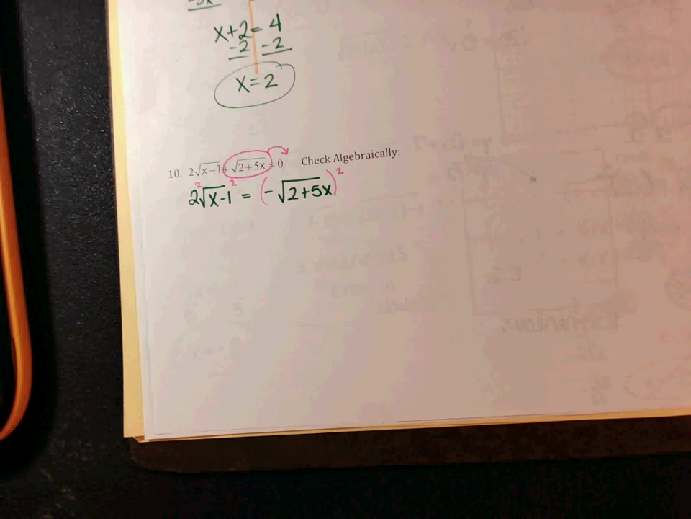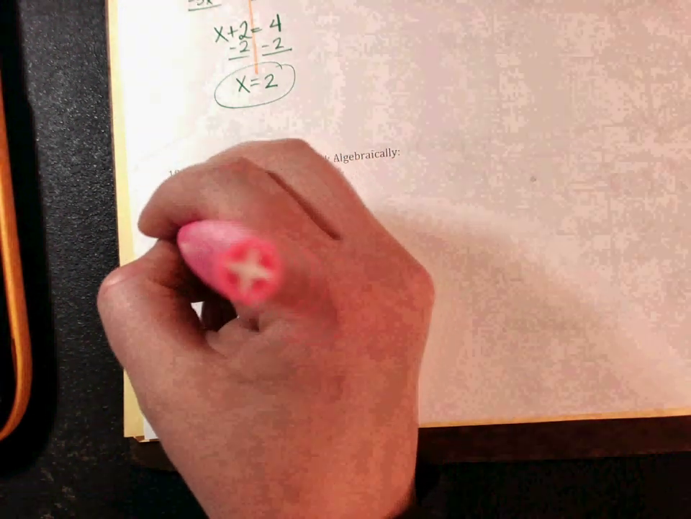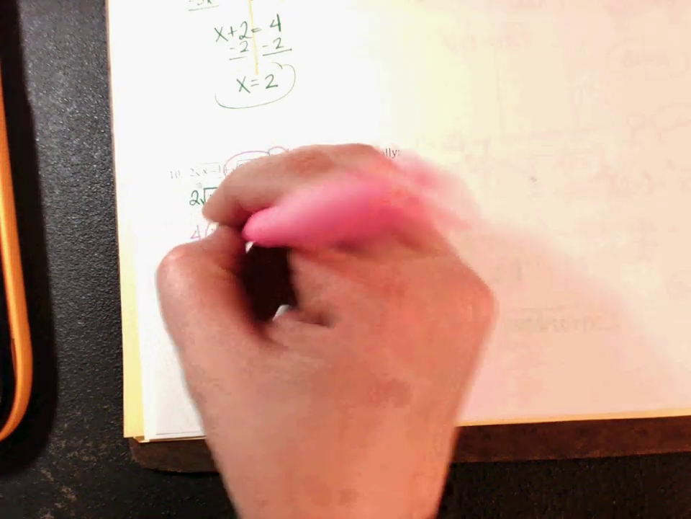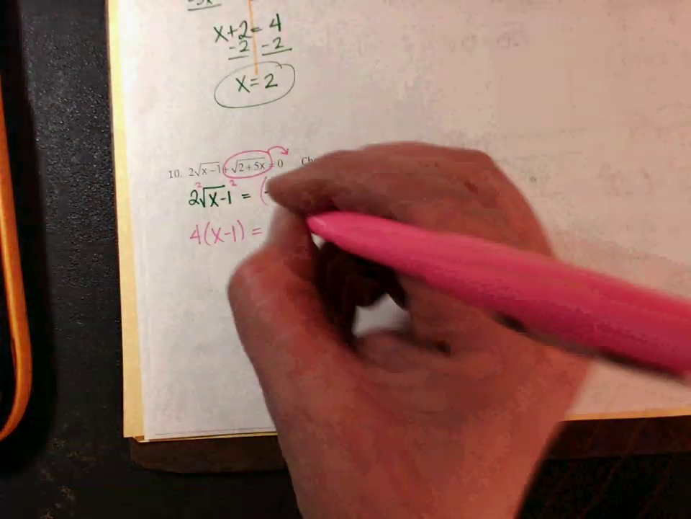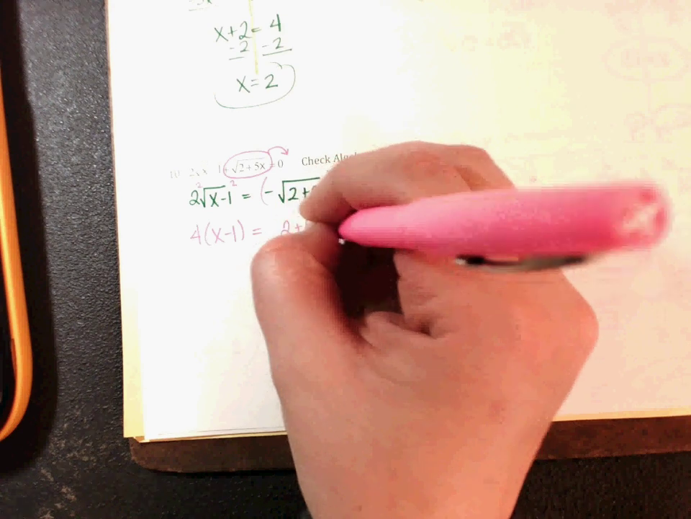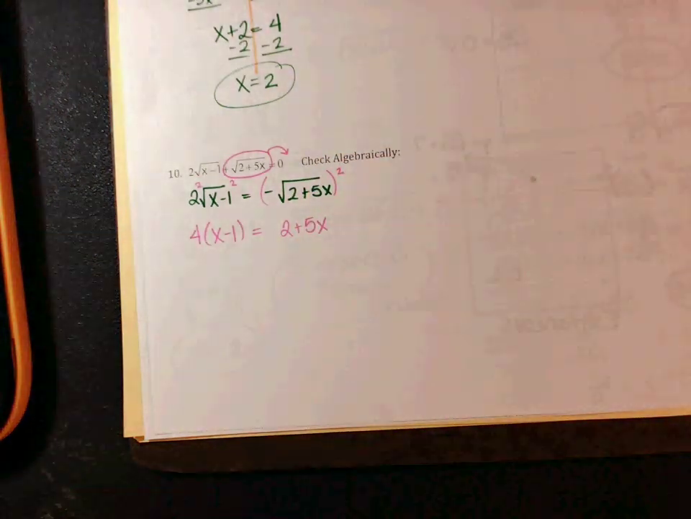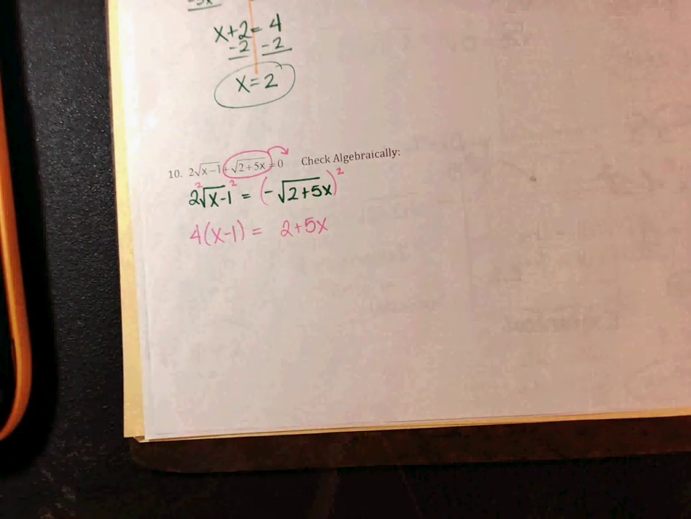Doesn't the minus... I don't think so, not in this class. Maybe in Algebra 1, but you wouldn't have done extraneous ones. Would it be 4 parentheses? Yes? 4 parentheses, x minus 1. Other side? 2 plus 5x. What about the negative? Isn't it gone? Ah, goes away. Good. Good job. When you square, that negative goes away because what's a negative times a negative?